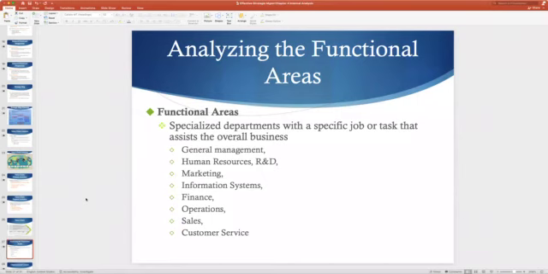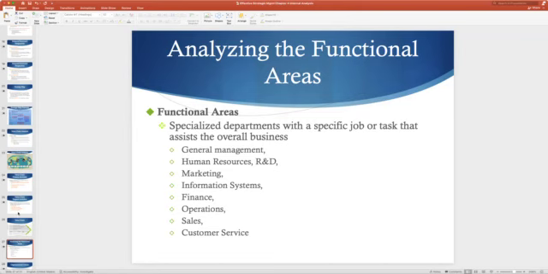So the functional areas that we're going to be analyzing internally then, remember this is internal analysis, and that's where all the functional activities live. We're going to be looking at general management. We're going to be looking at HR and R&D. We're going to be looking at marketing, information systems, finance, operations, sales, and customer service.